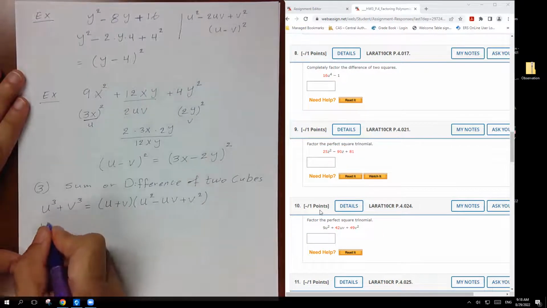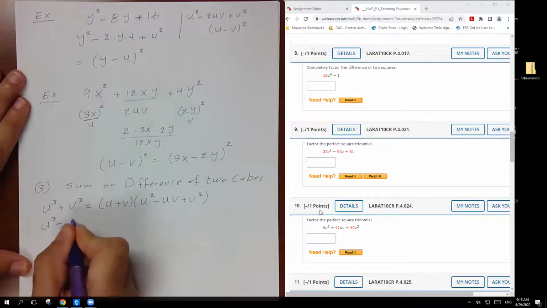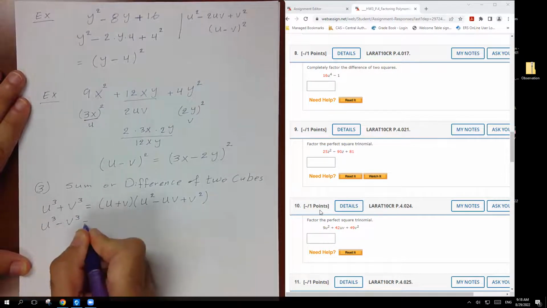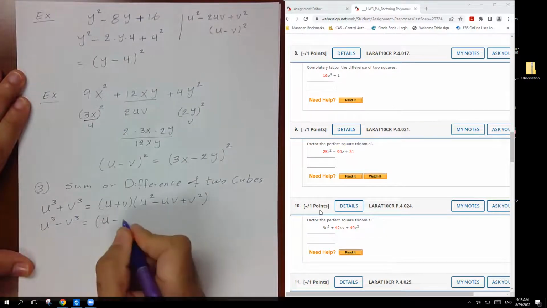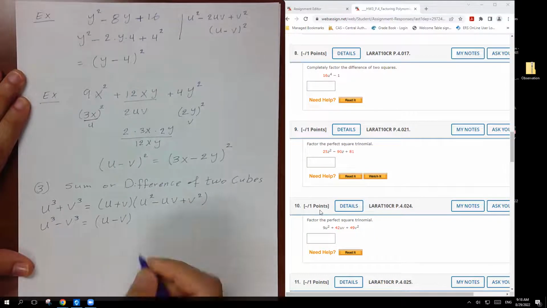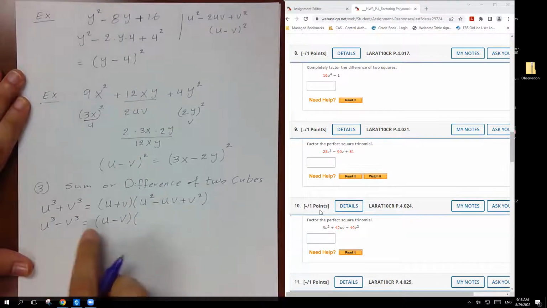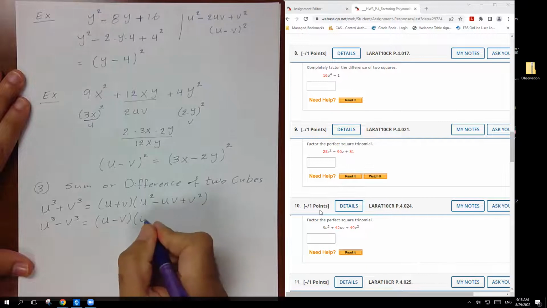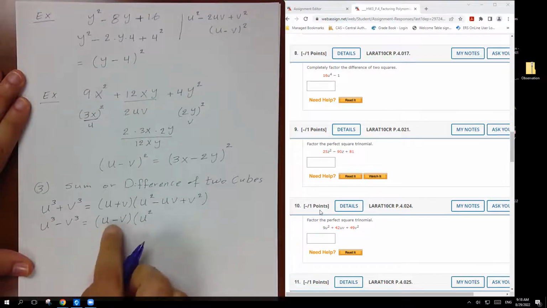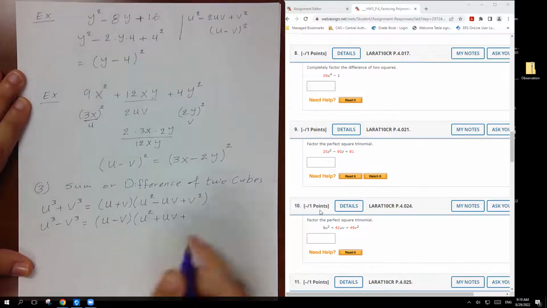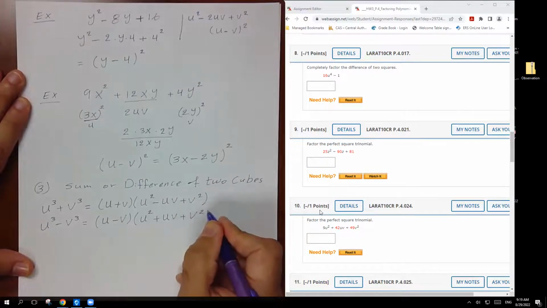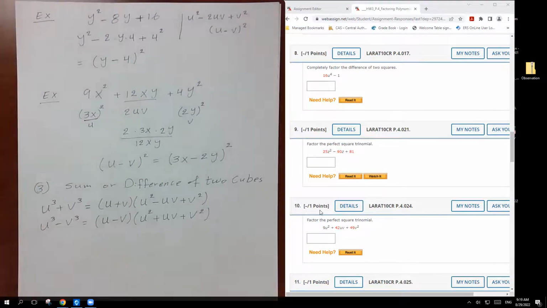If you have u cubed minus v cubed, it's going to be the cubic root of the first term minus the cubic root of the second one. Then we're going to say here, the first one squared, opposite sign, the first one times the second one, plus the second one squared. So this is the whole rule.